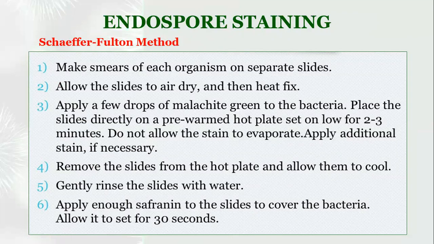Next, endospore staining. Endospore staining is for staining of endospore forming bacteria. These endospores cannot be easily stained by the normal staining process. It also needs harsher treatment, like acid fast bacilli. The method used for endospore staining is the Schaeffer-Fulton method. In this method, the smear is prepared, air dried and then heat fixed. Then the primary stain malachite green is added. Malachite green is the stain used to stain endospores.